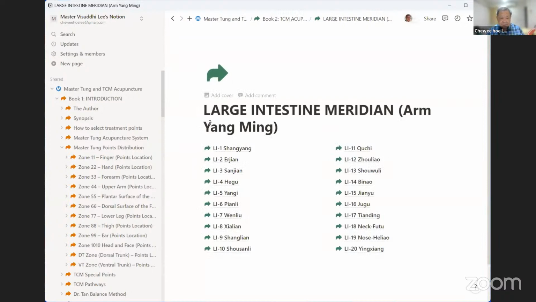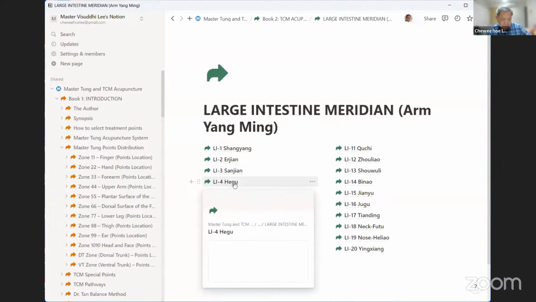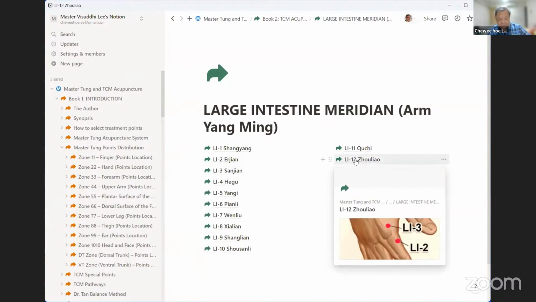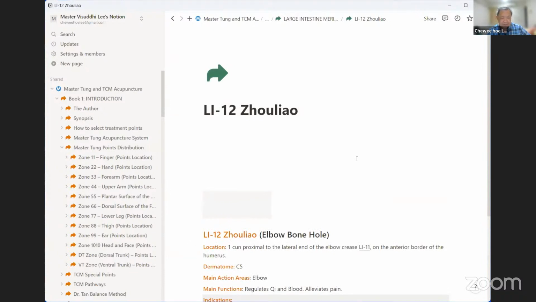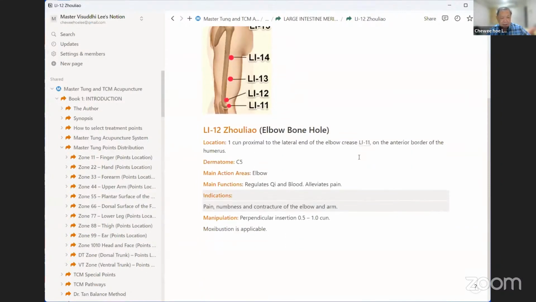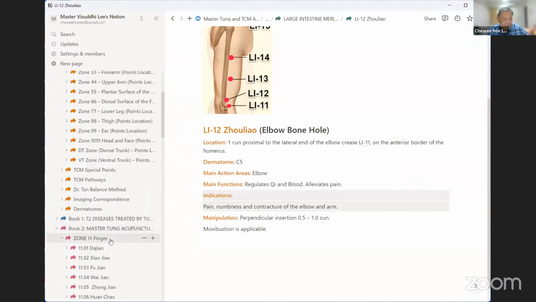Large intestine. Imagine you want to study on your own and you forgot where Li12 is. There are 400 TCM points in this digital book, with the location, dermatome, main action areas, main function, indication, and manipulation, and I will tell you whether moxibustion is applicable. So, 400 points here.